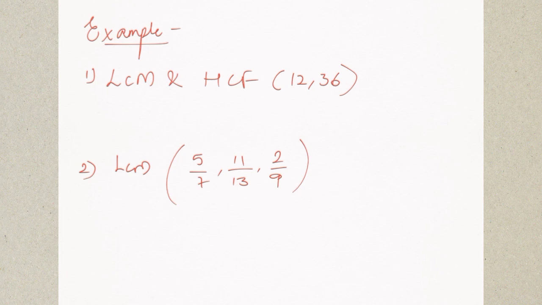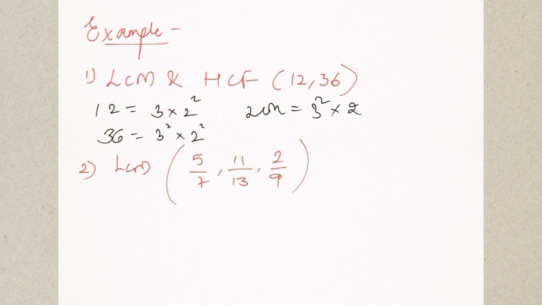Now LCM and HCF of 12 and 36, very simple. 12 can be written as 3 into 4, so 3 into 2 square if I have to write it in prime factorization form. Am I correct? Now if I am asked to find the prime factorization of 36, simply I can say it as 9 fours, right? So 9 can be written as 3 square, 4 can be written as 2 square, so no issue. Now if I am asked the LCM, how will I find out? What is the highest power of 3? 3's highest power is 3 square. 2's highest power is 2 square. Just multiply that. What is it? 9 into 4, that is 36 is the LCM.